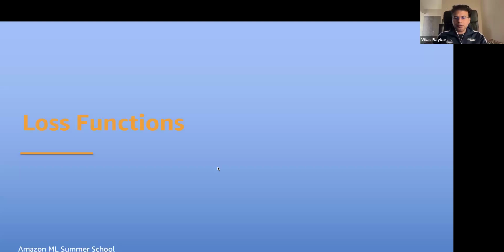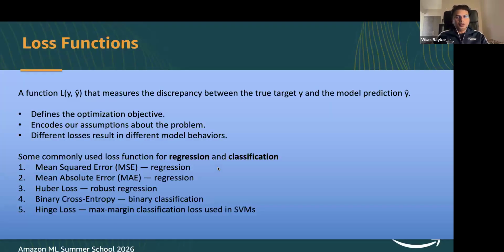Okay, we'll get started with loss functions. A loss function is essentially defined as a function of two things. You have your true target variable y, and there is a prediction from a model, which is y hat, and the loss is between y and y hat, and it captures the discrepancy between the true label and the model prediction. In general, this defines your optimization objective, and it also mainly encodes our assumptions about the problem. Different loss functions result in different model behaviors. Today we'll be mainly focused on loss functions for regression and classification.